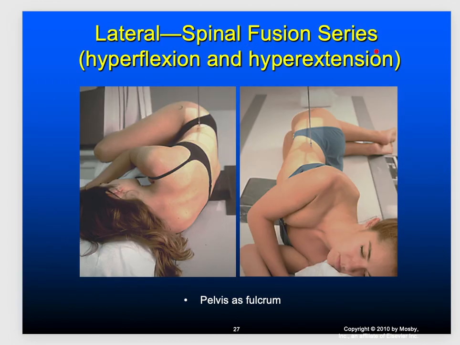So your lateral spinal fusion series, hyperflexion or hyperextension. Okay, so hyperflexion, they're just going to curl into like a fetal position, and for hyperextension, you're just going to ask them to extend their body as much as possible. So for flexion, they are curling into a fetal position, and then hyperextension, they're extending their thoracic spine back as much as possible and their lumbar spine back as much as possible, centering them and then making that exposure.